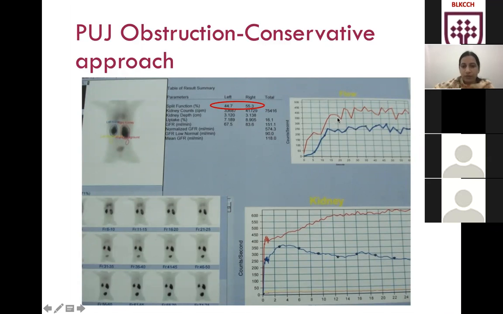The drainage panel, perfusion panel is okay. But here the split function is 44 and 55%. The function of the kidney is not compromised.